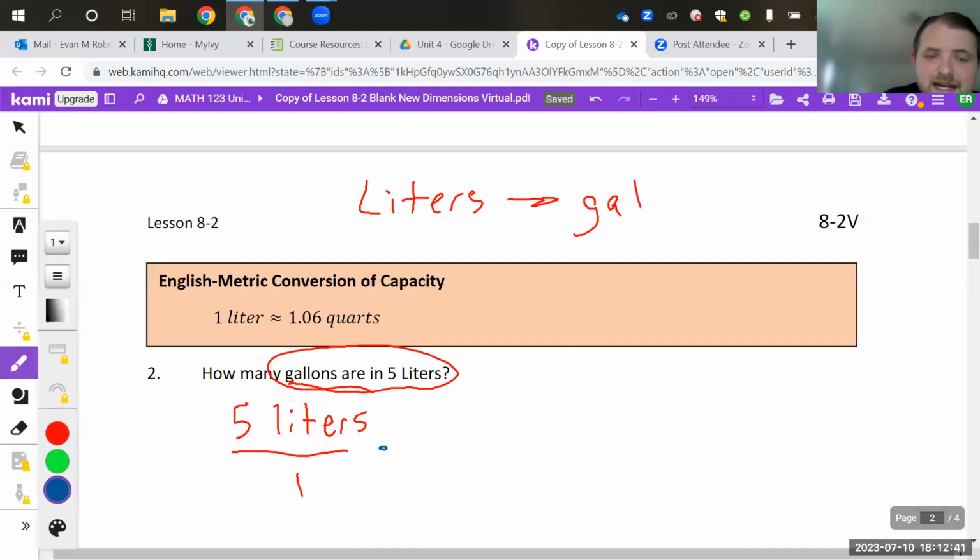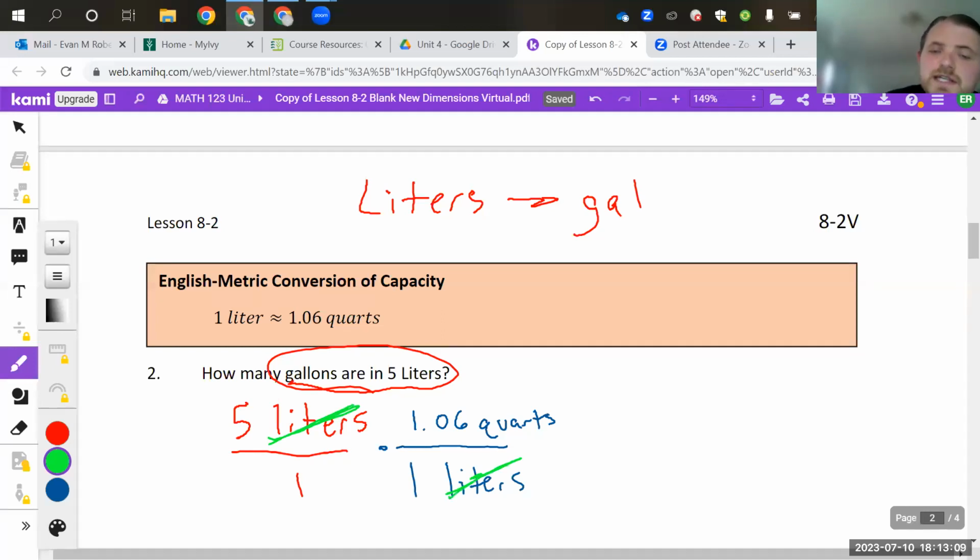I can write this as liters and quarts based off of that box right there. So I've got 1 liter. Again, I'm putting that in the bottom because the original liters are on top and those are going to cancel. And I'm going to put my 1.06 quarts on top. Okay. Again, I'll cancel out the liters in another color. And again, if we're trying to get from liters to gallons, currently all I have is quarts.